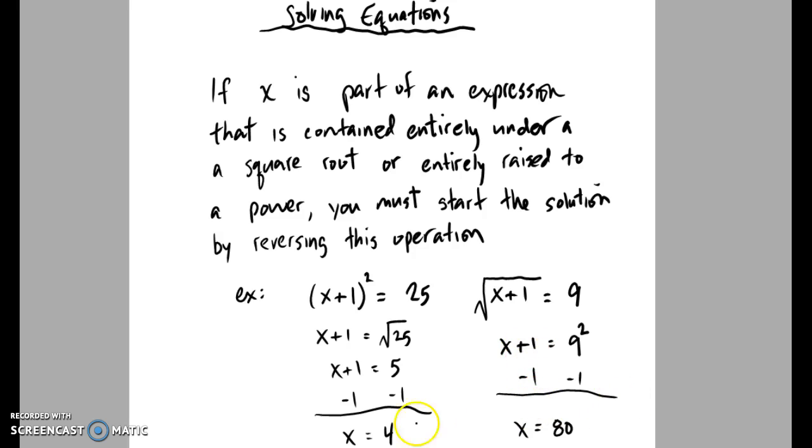solved for quite easily. So notice, x is part of an expression that is contained entirely under a square root or entirely raised to a power. So that has to be taken care of first to solve for x. Under these circumstances, undo the power or undo the square root sign.